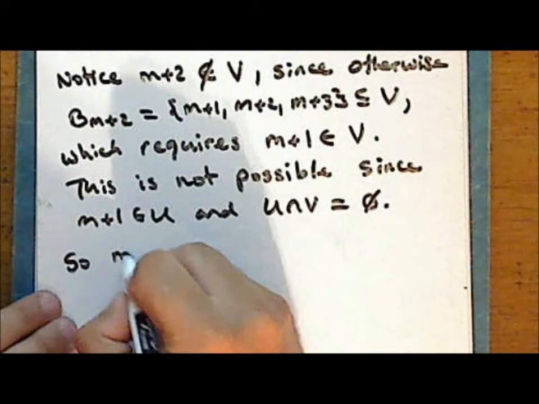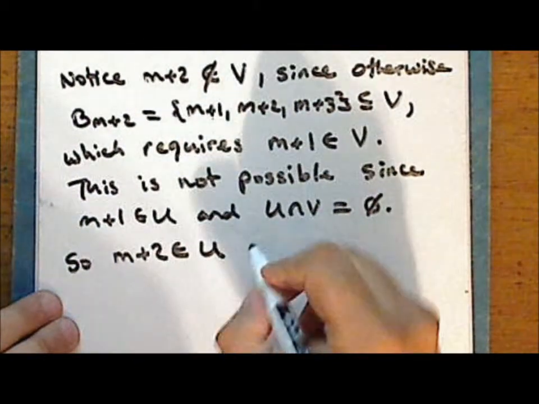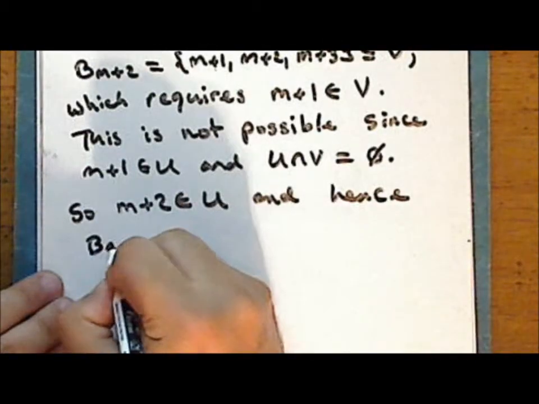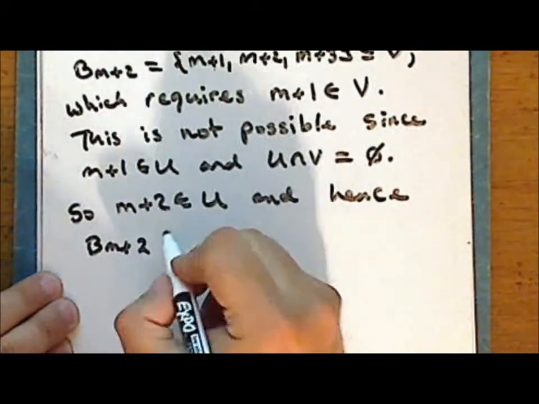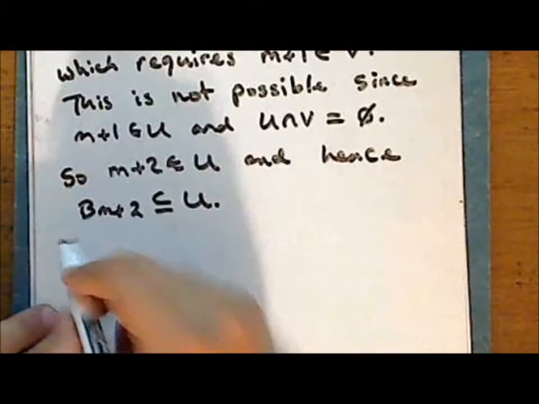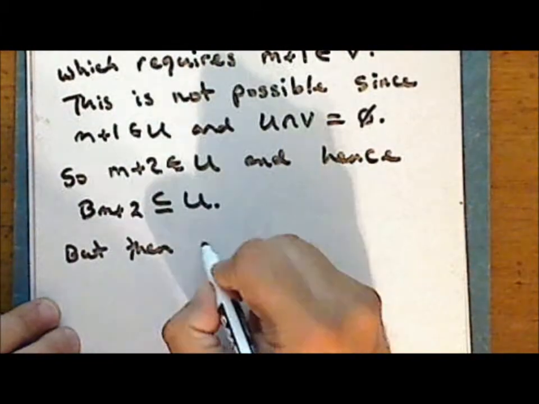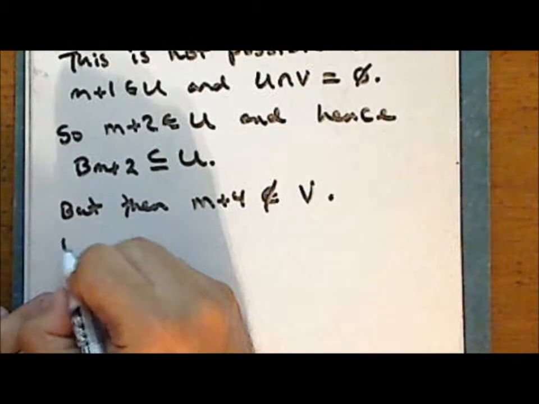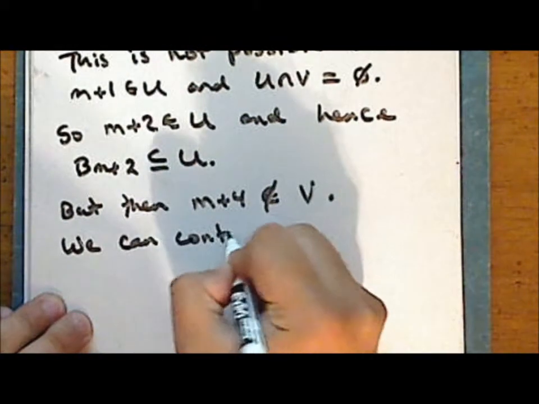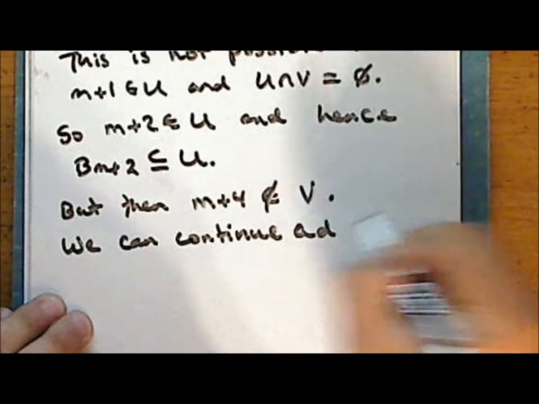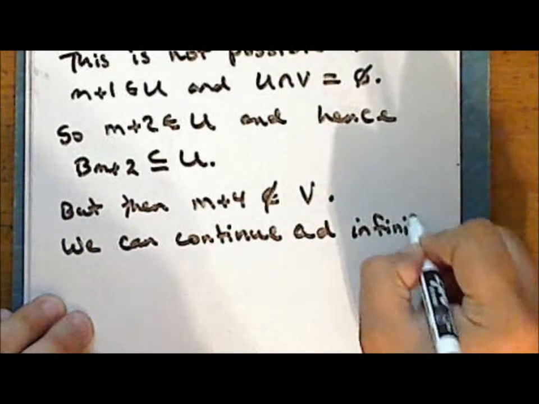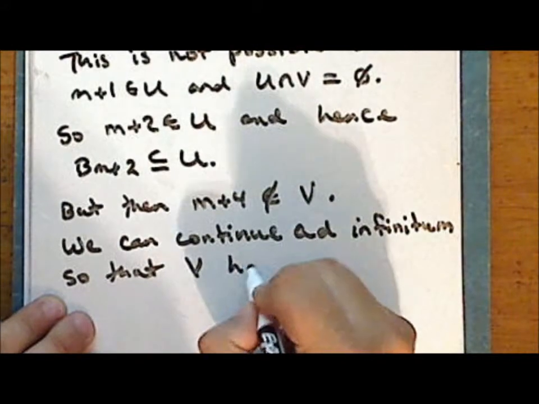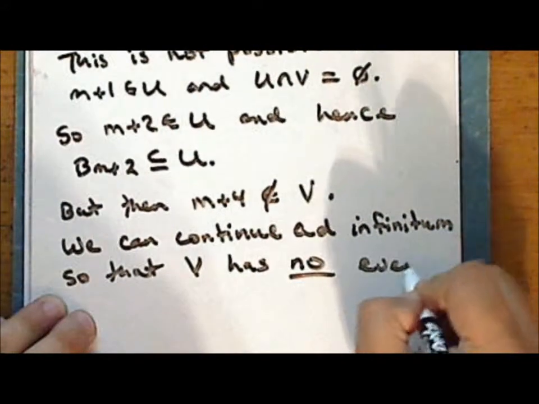And so the even integer m plus 2 is in the set U, and hence the basis element B sub m plus 2 is a subset of the open set U. But then the even integer m plus 4 is not in the set V. So we can continue ad infinitum so that the set V has no even integers.